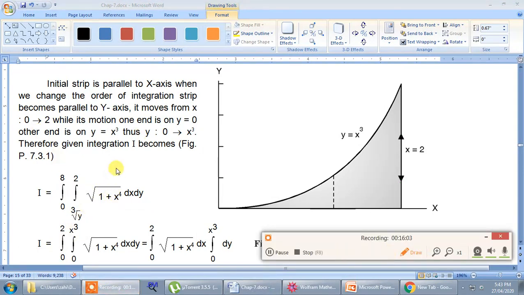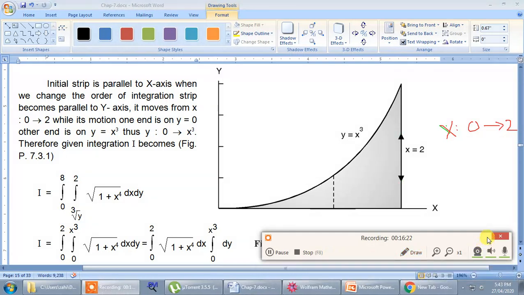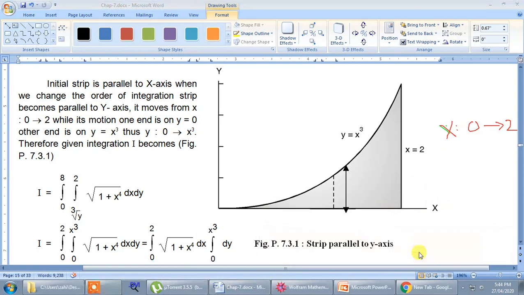Therefore I write the limit for x varies from 0 to 2 while in motion. Now what is happening? See, where is the lower and upper end? The lower end is on the x axis. What is the equation of the x axis? y is equal to 0. So the equation of the x axis is y equal to 0.